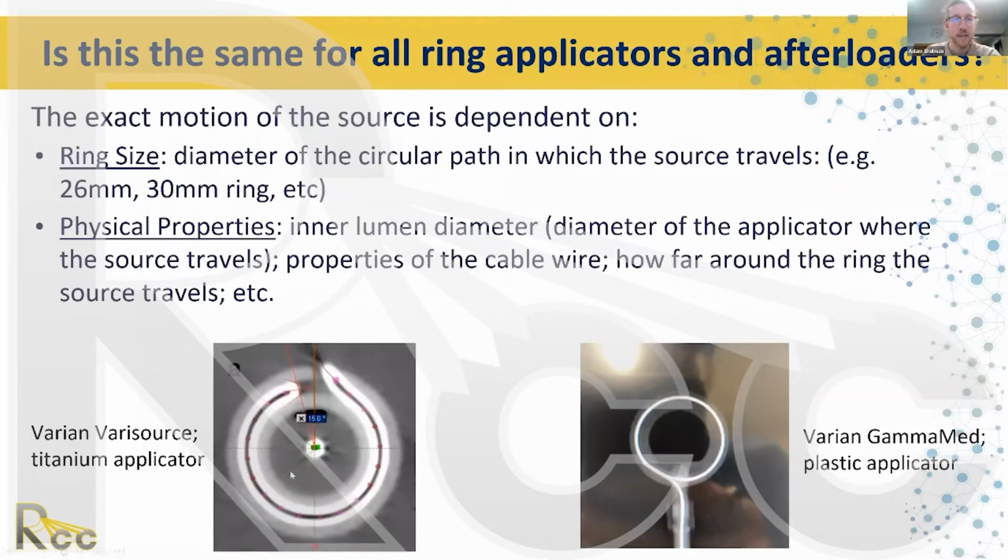So again, here's an example of a Varisource, which is a little bit less than 360 degrees. It's titanium. And here's an example of a plastic Gammamed applicator, where the source travels around over 360 degrees inside the ring. Just two examples.